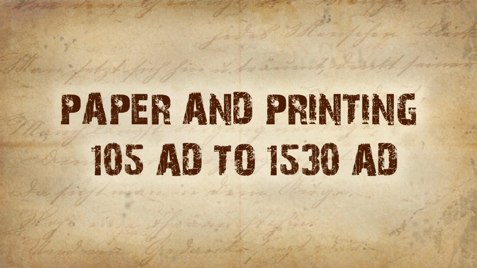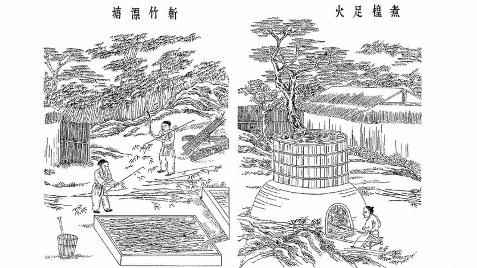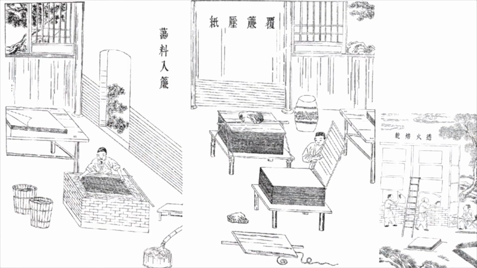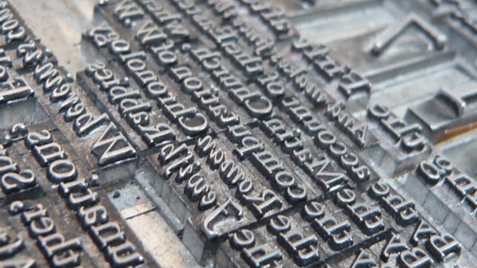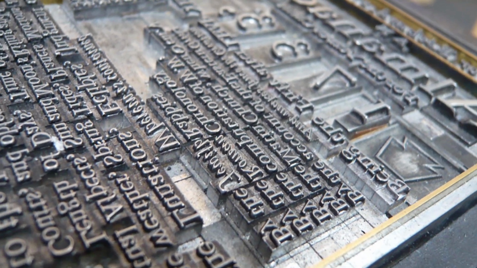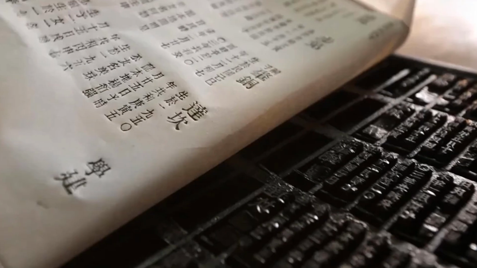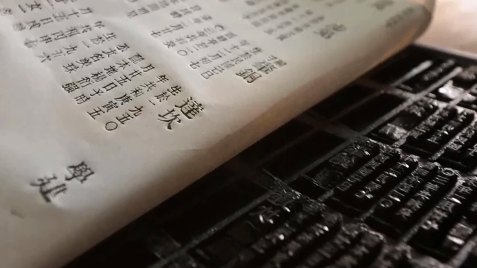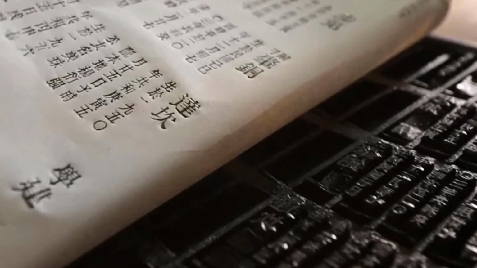Paper and printing, 105 AD to 1530 AD. The invention of paper in 105 AD by a Chinese man led to the concept of printing. Nearly a millennium later, in 1045 AD, a movable type was invented, which allowed characters to be placed individually for printing. This led to faster printing options and more flexible, efficient systems.